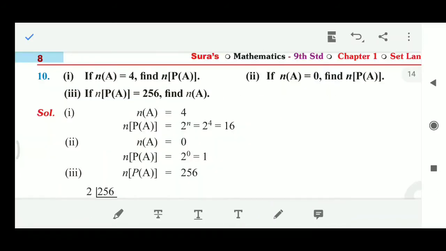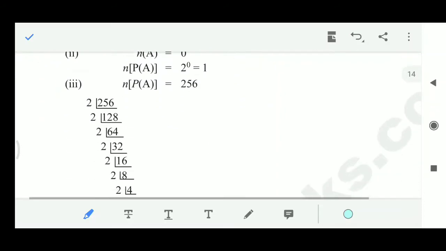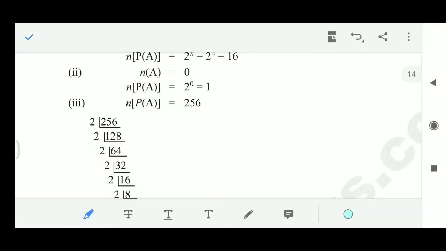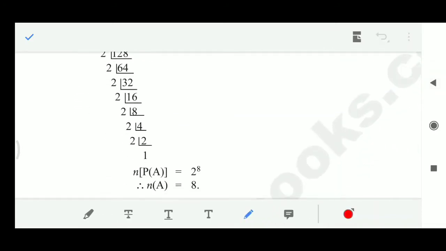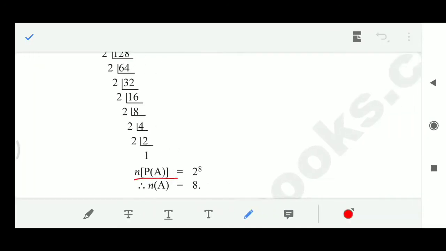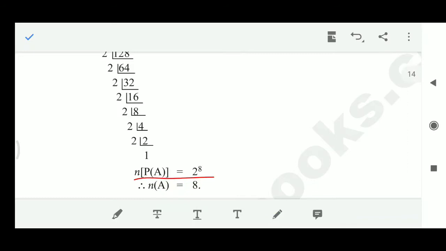Next, in the 10th sum we have 3 subdivisions. In that, the third sum is: if n of P of A is equal to 256, find n of A. So n of P of A is equal to 256. 256 can be written as 2 power 8. So 2 power 8 is n of P of A. From that, n of A is equal to 8. So the number of elements in the set A is 8.